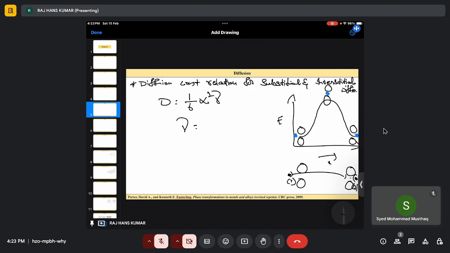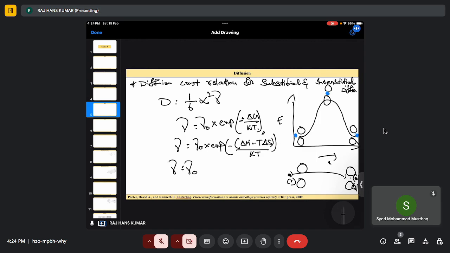Now the successful jump frequency will be denoted as the mean frequency times exponential minus delta G upon kT. Now this is my successful jump frequency equation. Now this delta G can be written as: what is my delta G here? Minus delta H minus T delta S divided by kT, which will be equal to the mean frequency times exponential delta S by k. Now again, this can be written as a constant, because they are not dependent on temperature, times exponential minus delta H upon kT, which is the temperature term, right?